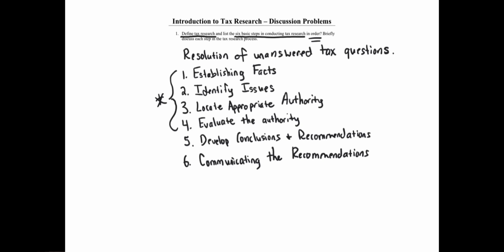Again, to summarize, tax research is the resolution of unanswered tax questions, keeping it broad. We have our 6 steps, which are listed right here. Establish facts, identify issues, locate appropriate authority, evaluate the authority, develop conclusions and recommendations, communicate the recommendations. Make sure you know those 6 steps in order.